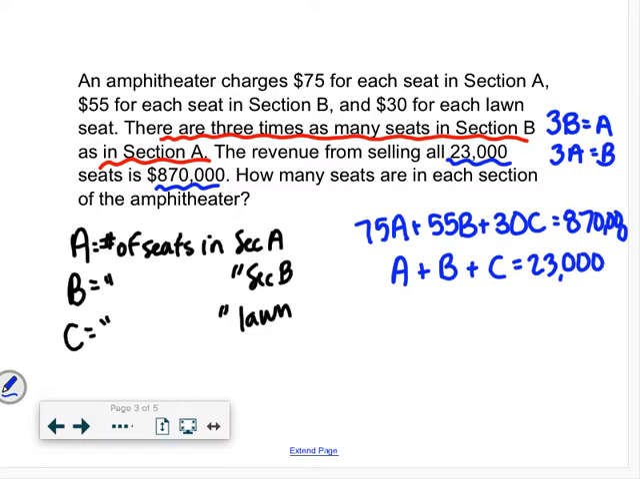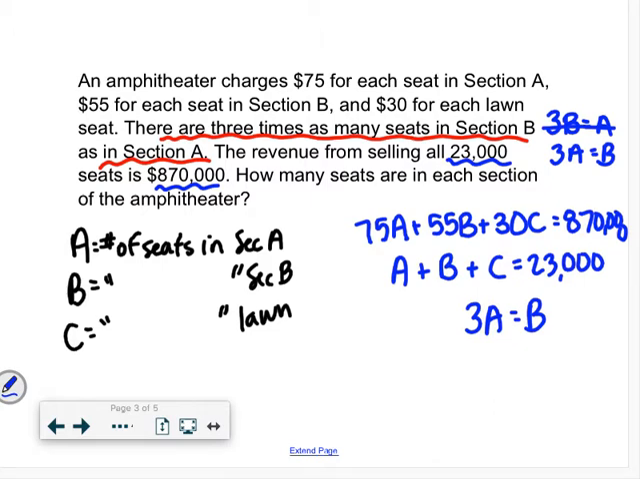Yeah, there's more seats in B than there are in A. So this is weird because it says 3 times as many in B, so you just want to write 3B. I get it. But you have to stop and be thoughtful, because if you write 3B equals A, that's the wrong equation. It should be 3A equals B, or B equals 3A. So if you're like me and you have trouble figuring out which direction to write that, 3B equals A, or 3A equals B.